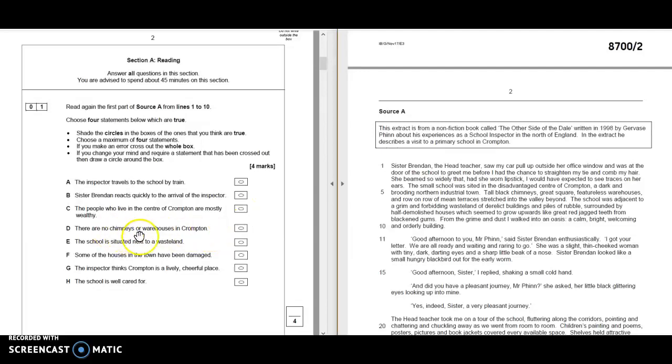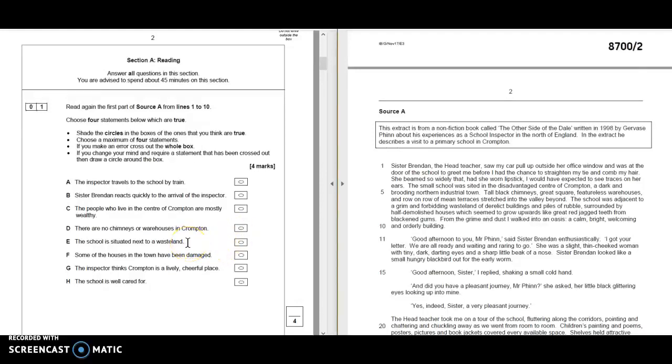D. There are no chimneys or warehouses in Crompton. Now be a little bit careful here, because sometimes in a rush students can get their negatives and positives muddled up. So you might see the word chimneys and warehouses here and mark this as true. But it says there are no chimneys or warehouses, so that would be false. So just be a little bit careful if there's words like not or no, and just make sure that you've read it correctly.